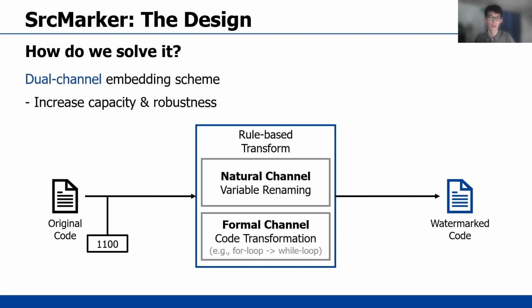Second, we follow the dual-channel nature of source code and embed watermarks into both channels. We perform variable renaming in the natural channel and code structure transformations, such as converting a for loop into a while loop, in the formal channel. This not only increases watermark capacity, as we now have a larger space to work with, but the two channels also serve as mutual backups and improve robustness.